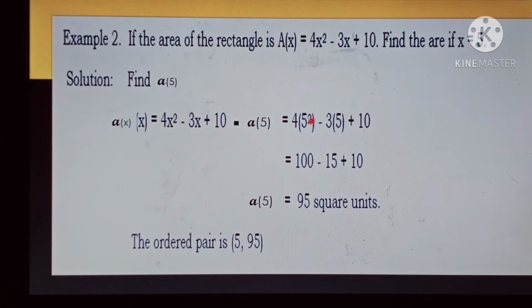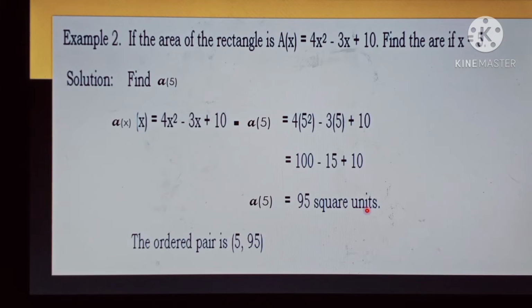So, ang unahin natin dito ay yung nasa loob, sa grouping symbol, PEMDAS. So, 5 times 5 is 25 times 4, that will be 100. Then, negative 3 times 5, that will be negative 15 plus 10. So, dito, pag magsosolve ka niyan, you can have 100 plus 10 is 110. Minus 15 is 95. Or simply, itong 15, i-minus mo sa 10, matitirang 5, bawasan mo itong 100, then that is 95. So, A of 5 is equal to 95 square units.